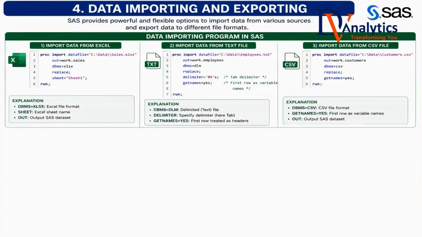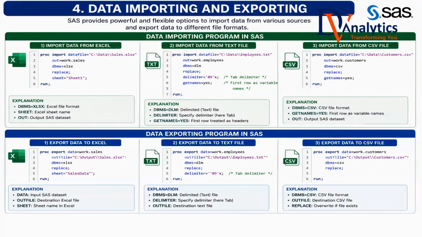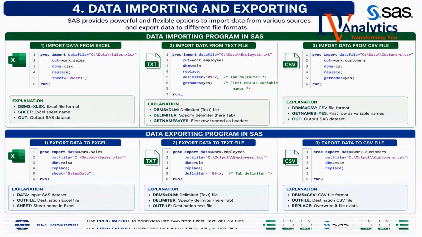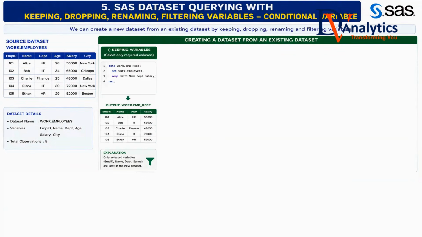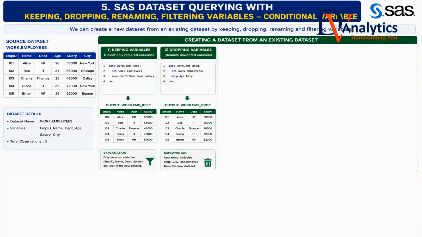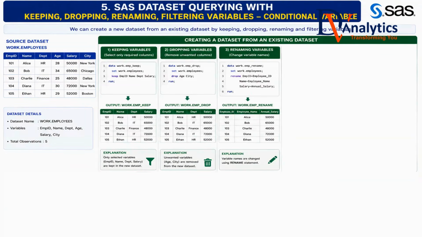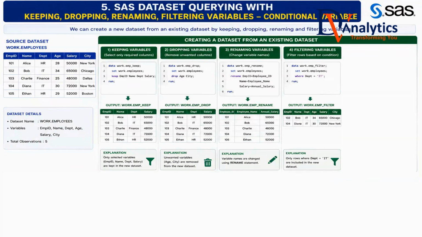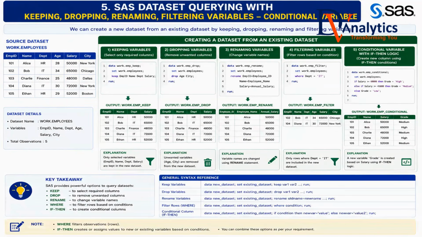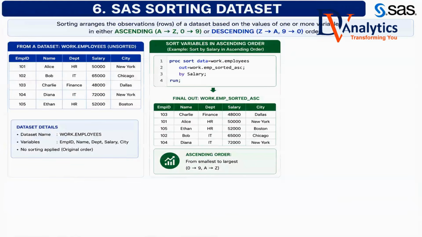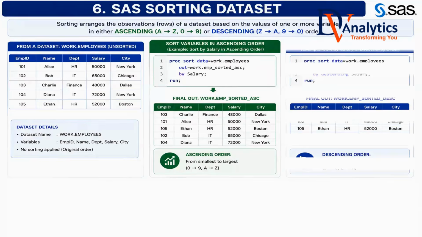Data importing and exporting: we understand how to import data from an Excel file, a text file, and a CSV file, and we completed exporting data to Excel, text, and CSV files. We also completed SAS dataset querying: how to use keep to select variables, drop to drop variables while reading the data, rename to rename a column, filter using where conditions, and also how to give if-then logic to create a conditional column.